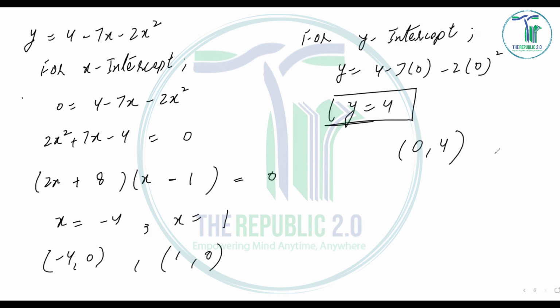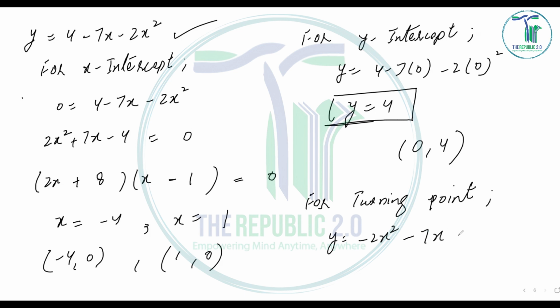Now the next thing that I'm going to do is calculate the turning point. For the turning point, if you guys remember, we are going to convert this equation into completing square form. So first of all, I've got y = −2x² − 7x + 4. And then what I'm going to do is take −2 common from the terms containing x, and I would be left with x² + (7/2)x + 4. That is how we're going to take −2 common.